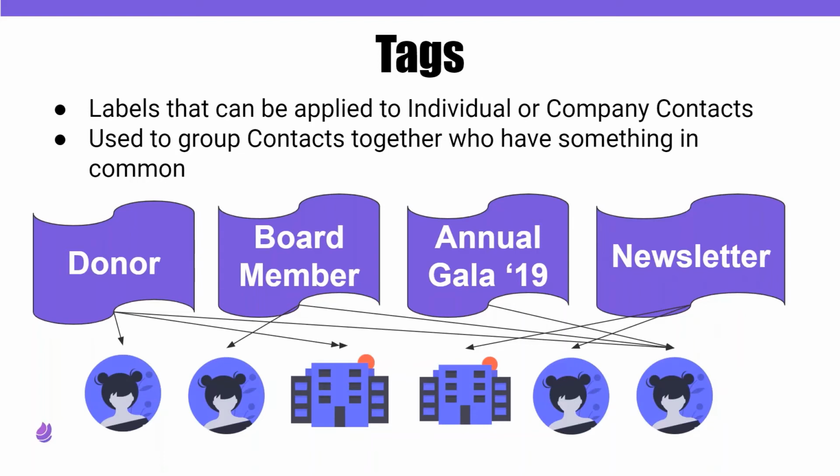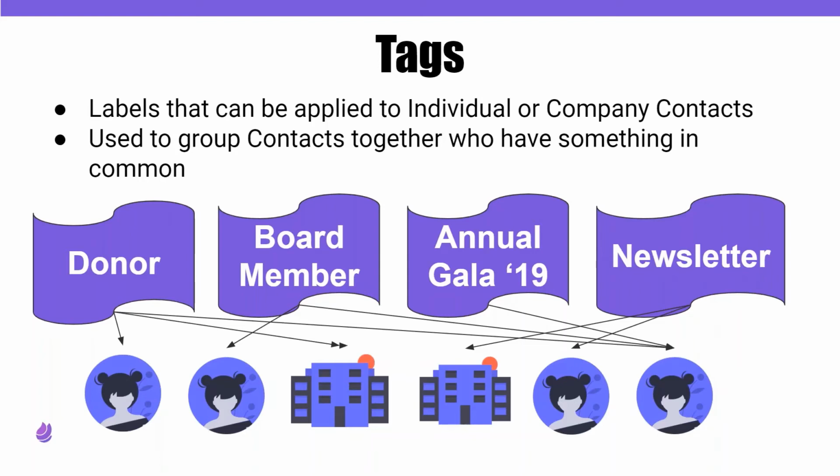Some examples of tags that I've seen are donors, volunteers, board members, team members, employees, staff members, newsletter mailing lists, invitations for events, things like that. And as you can see from this picture, they can be anywhere. A contact can have as many tags as you like. Tags can be put on both individuals and companies. The world's your oyster when it comes to tags.